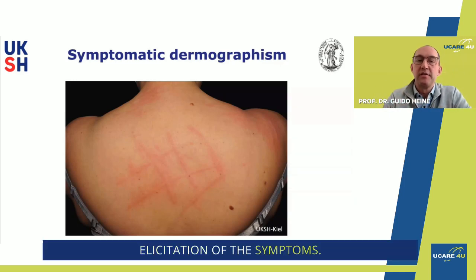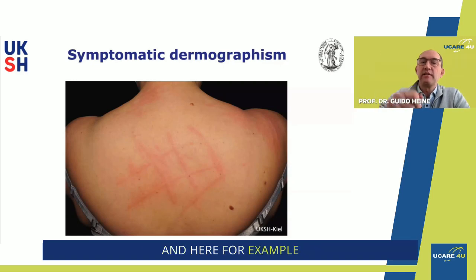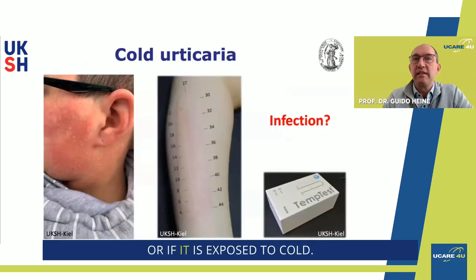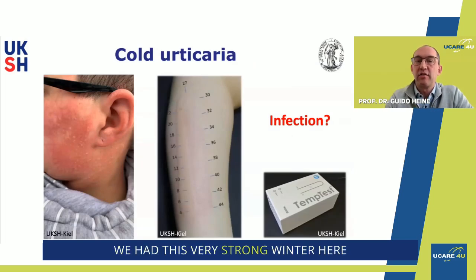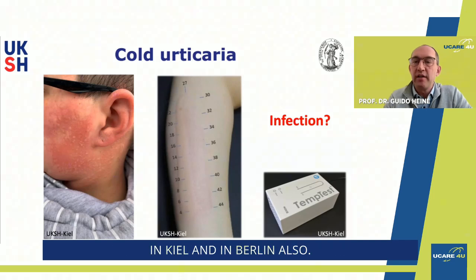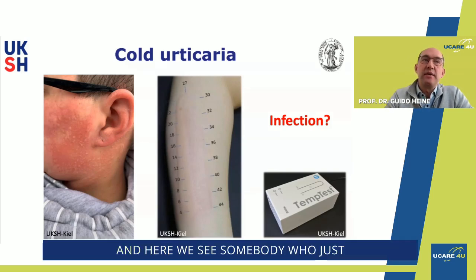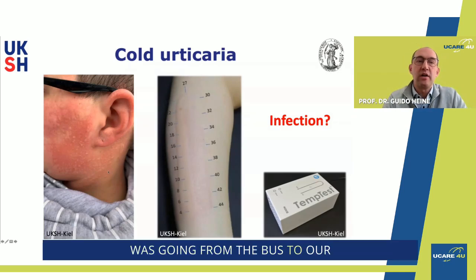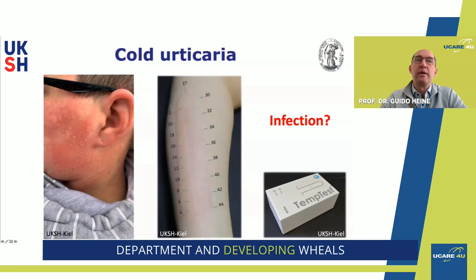But what also can be is a targeted elicitation of the symptoms. And here, for example, it's a simple scratch. I don't go into details. Maybe we learn something about this later. So obviously the body reacts against itself if it is scratched or if it is exposed to cold. We had this very strong winter here in Kiel and in Berlin also. And here we see somebody who just was going from the bus to our department and developing wheals.